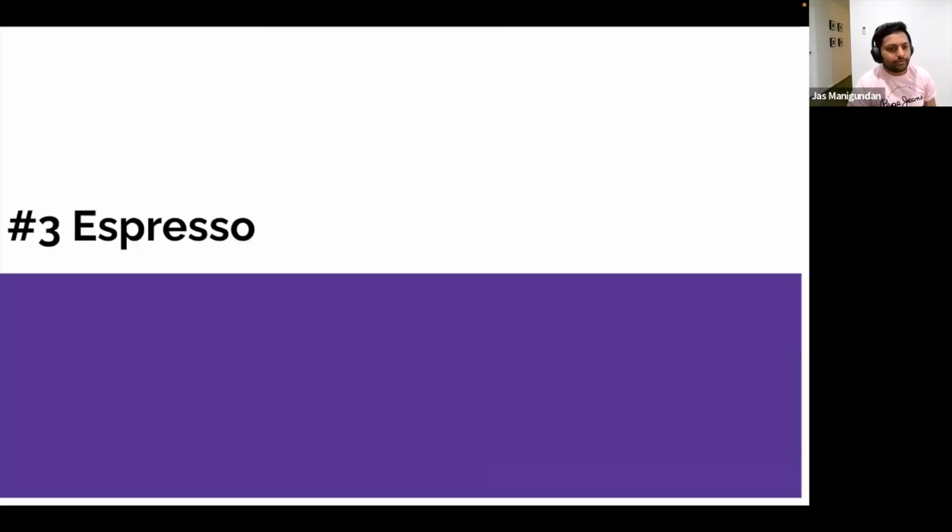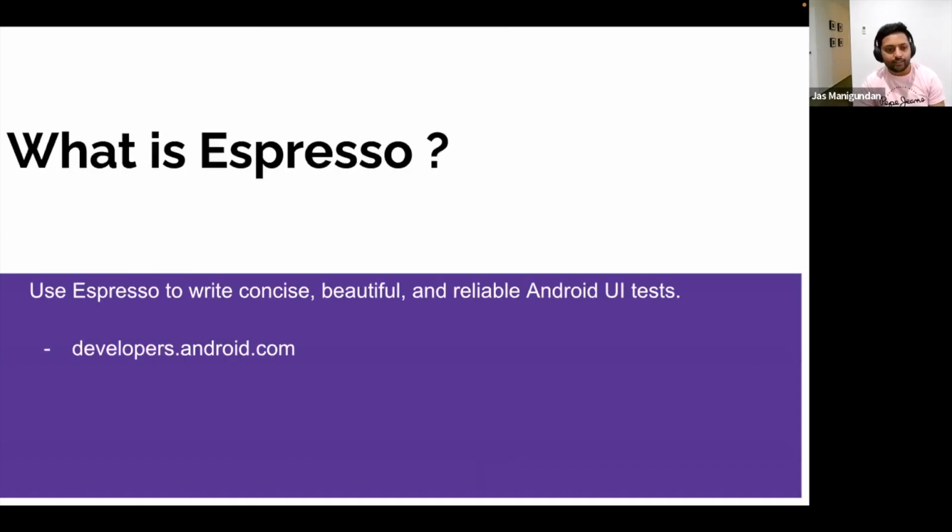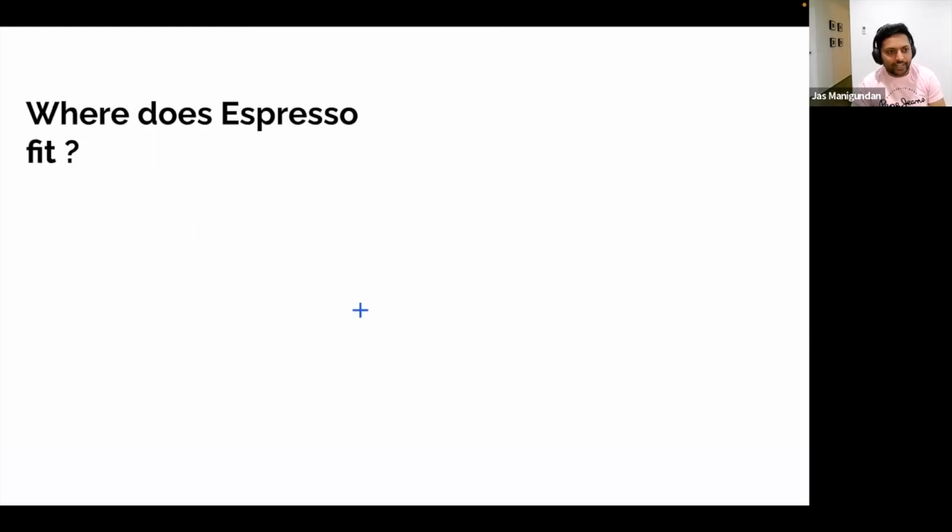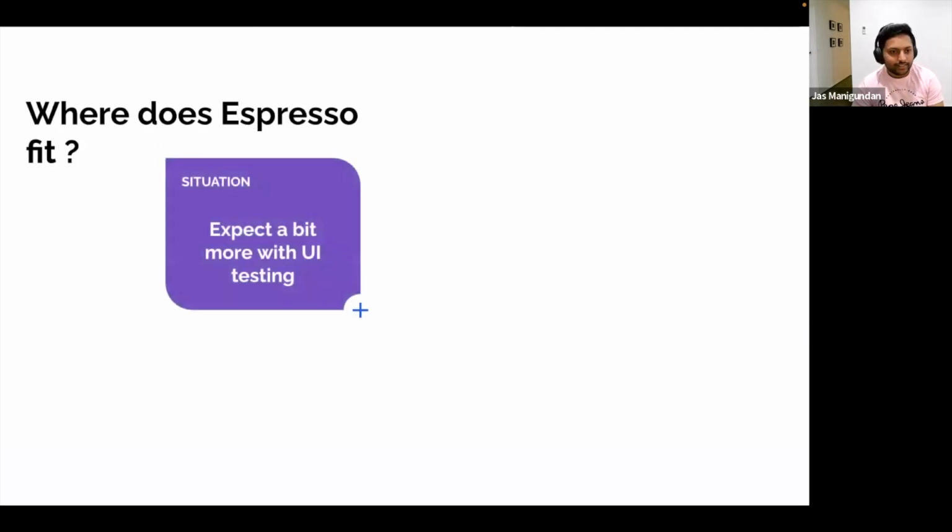Now let's jump in and see what the Android version of a native test would look like. That's called Espresso. According to the Android website, use Espresso to write concise, beautiful, and reliable Android UI tests. So let's see if it actually is more reliable and concise.